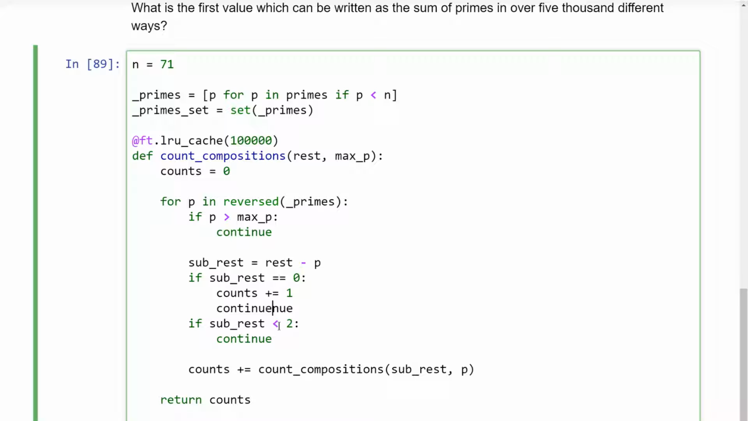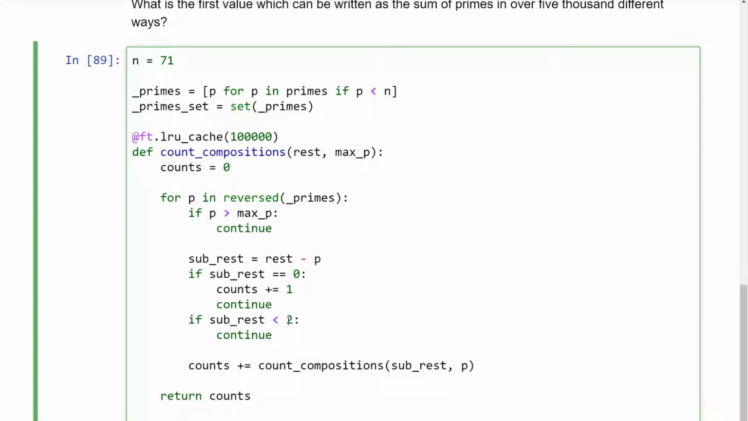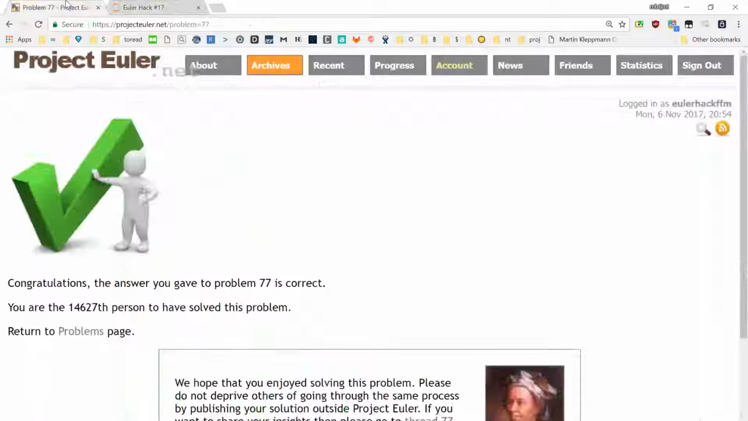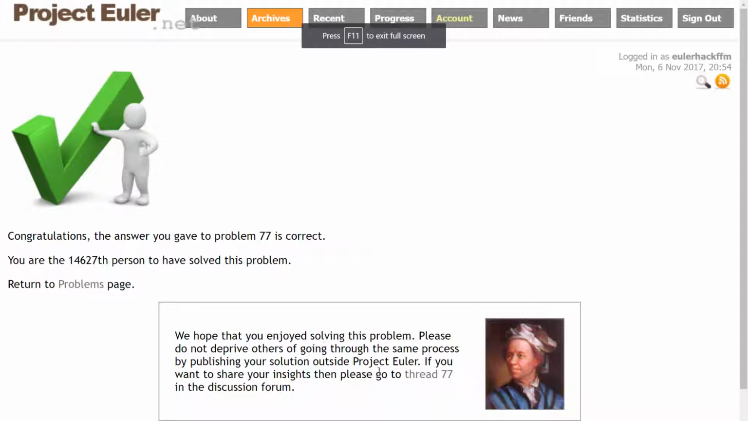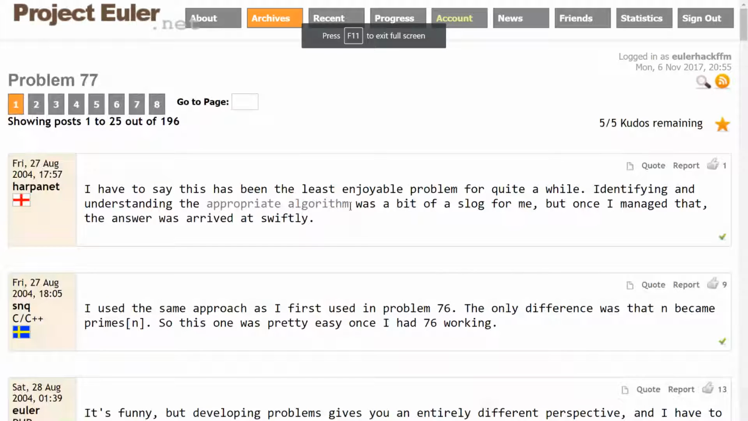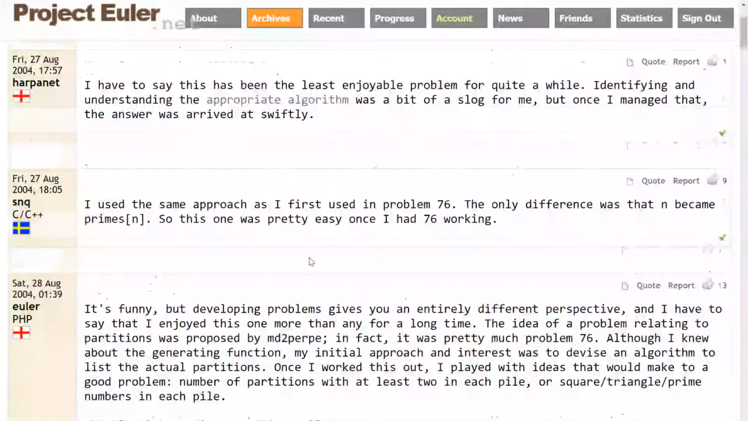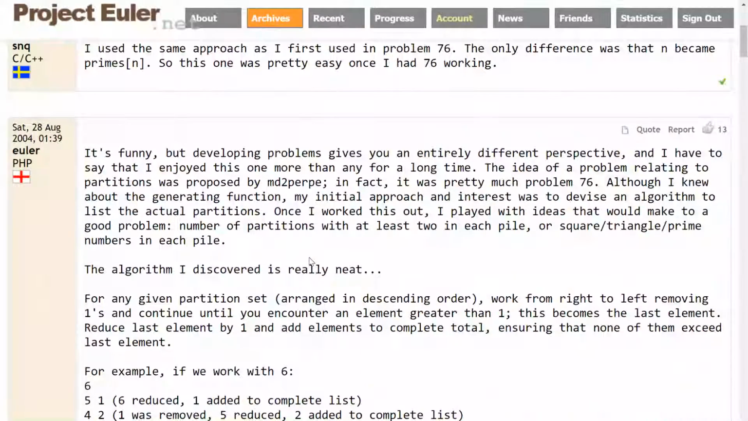Let's look at the forum. 76. So the problem just before this one. Yeah.